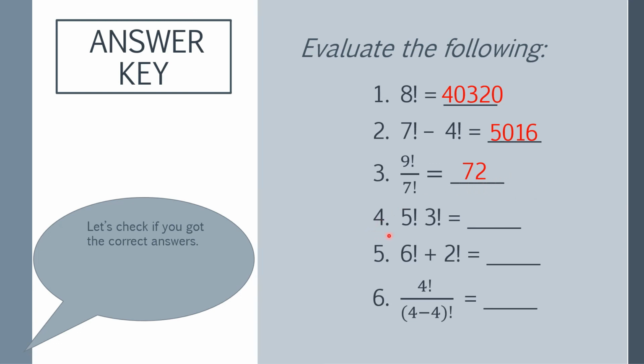Number 4, 5 factorial times 3 factorial. The answer is 720. Number 5, 6 factorial plus 2 factorial. And the answer is 722. Number 6, the answer is 24. So we have the following answers. Please leave a comment if you got all the correct answers.